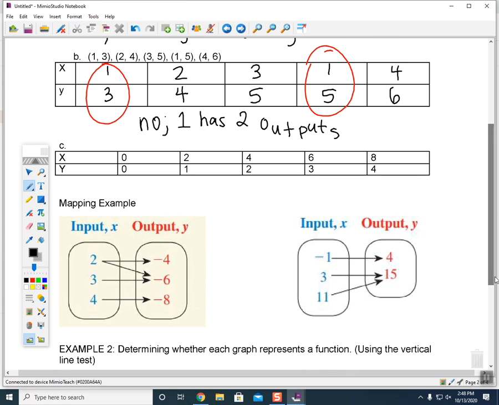Okay, and then the last one here, pretty straightforward. Looking through, every input goes to one output. Yes, this is a function.